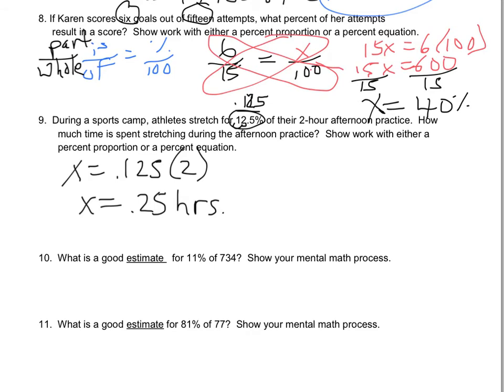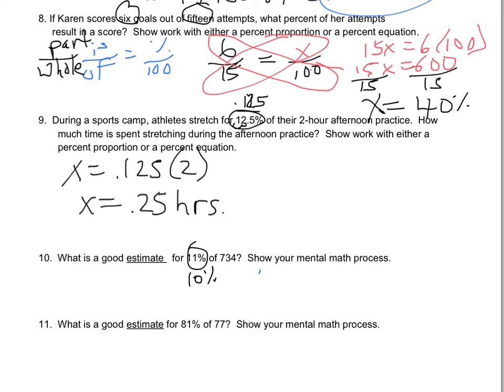What is a good estimate for 11% of 734? Okay, show your mental math process. Okay, well this 11%, we're going to go ahead and say that's closest to 10%. Because with 10%, we know that we can easily find out what that is by just moving the decimal to the left 1 place.